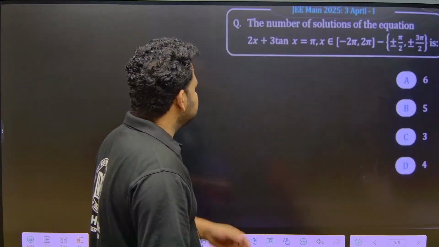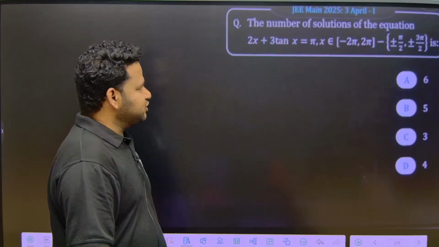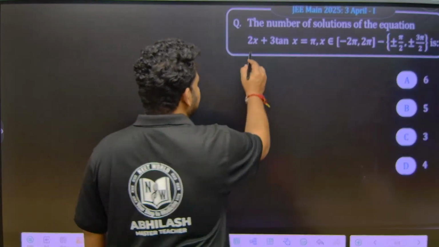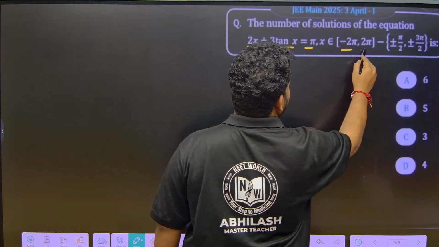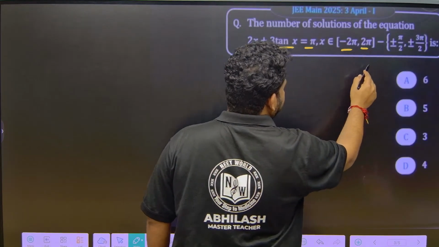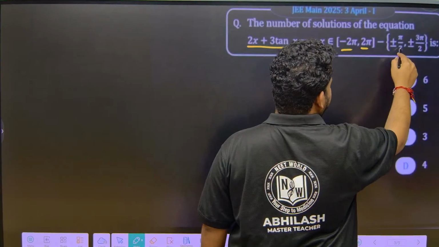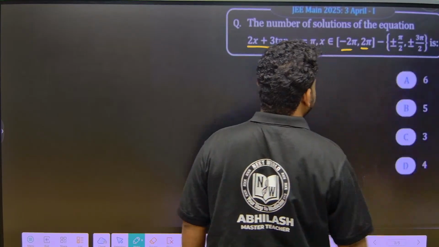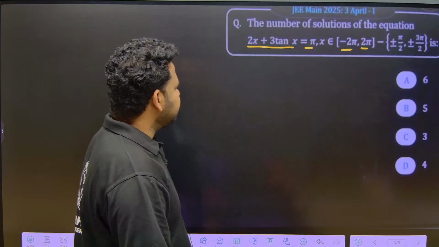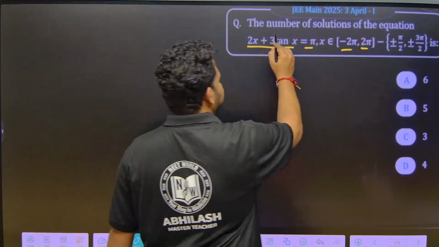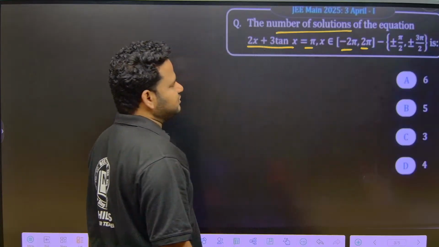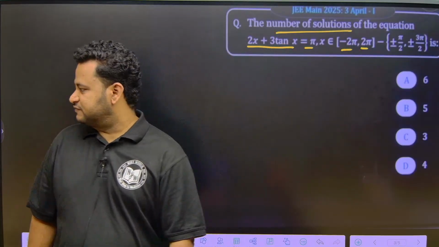Next one. The number of solutions of the equation 2x plus 3 tan x is equal to pi, where x belongs to minus 2 pi to 2 pi, minus plus or minus pi by 2, plus or minus 3 pi by 2. Okay, this is what they were given. So they were given tan x, correct? They are asking us again the number of solutions. This was asked in 3rd April first shift 2025.